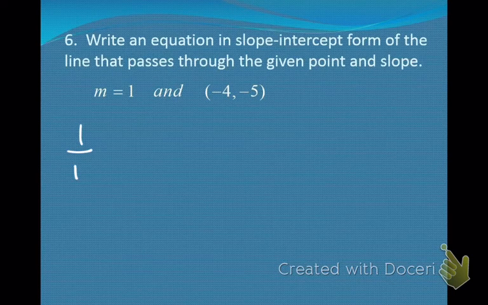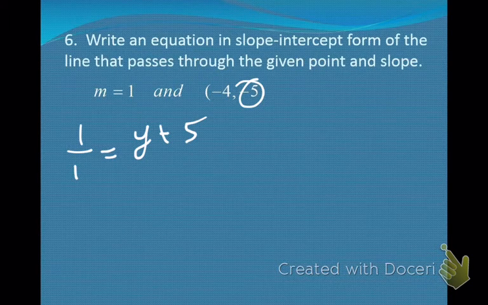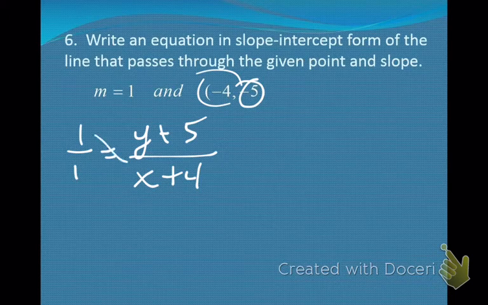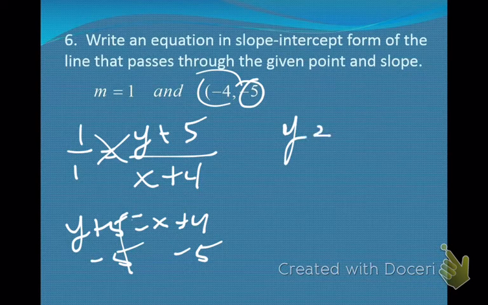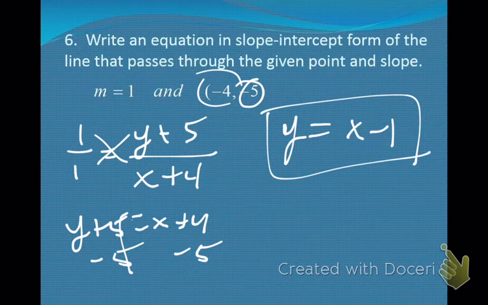Okay. Slope, 1 over 1. Your equation would end up looking like y plus 5, right, because this is negative 5, over x plus 4, right, because that's negative. Cross multiply. You get y plus 5 equals x plus 4. And now subtract 5, and so y equals x minus 1. And that's it.